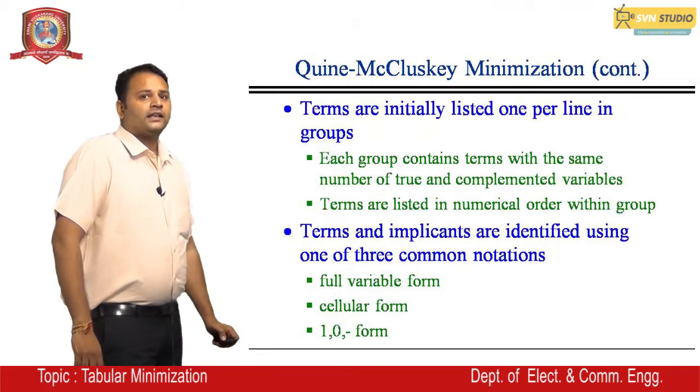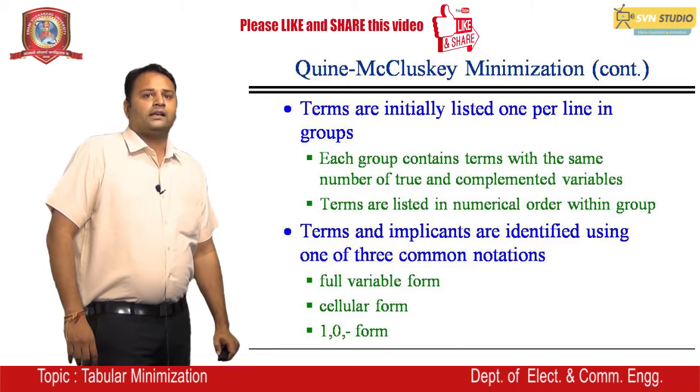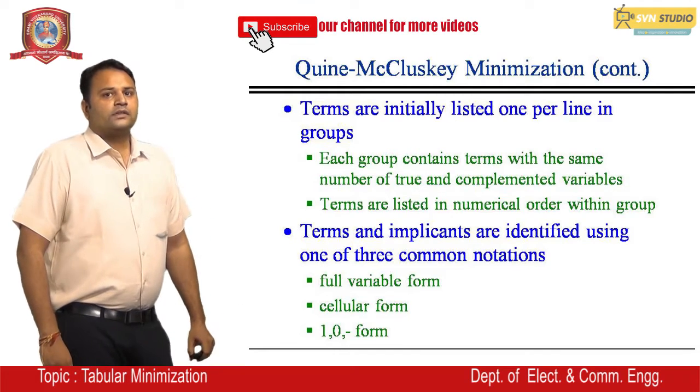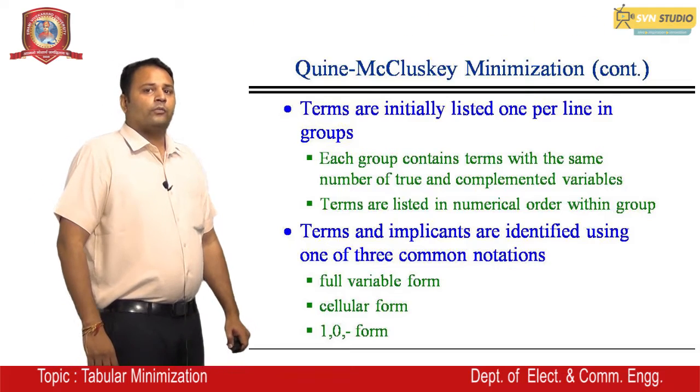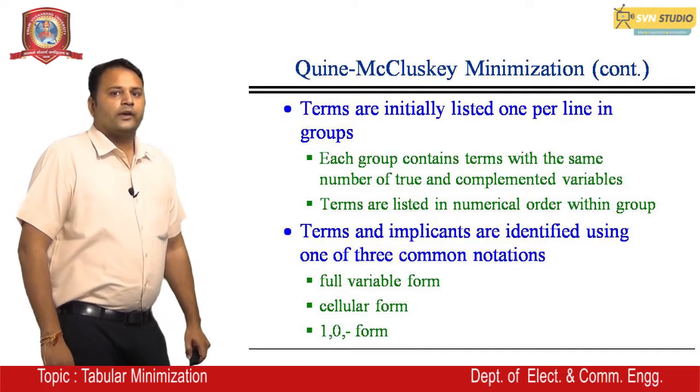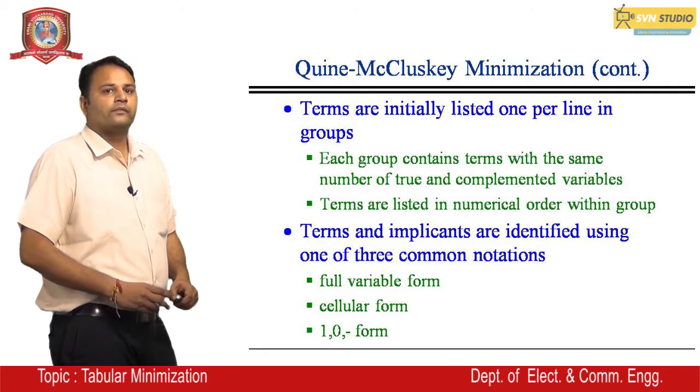Terms are initially listed one per line in groups. In this, each group contains terms with the same number of true and complement variables. Terms are listed in numerical order within a group.